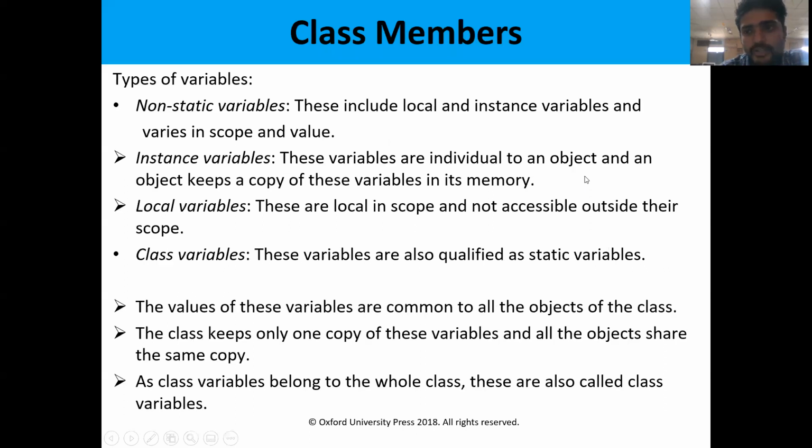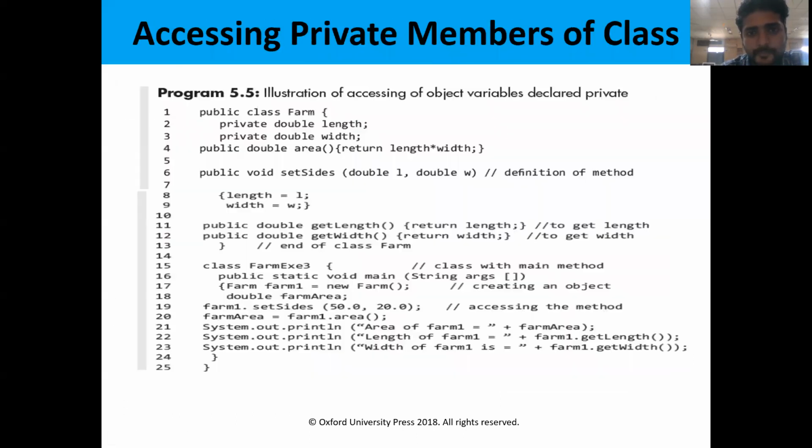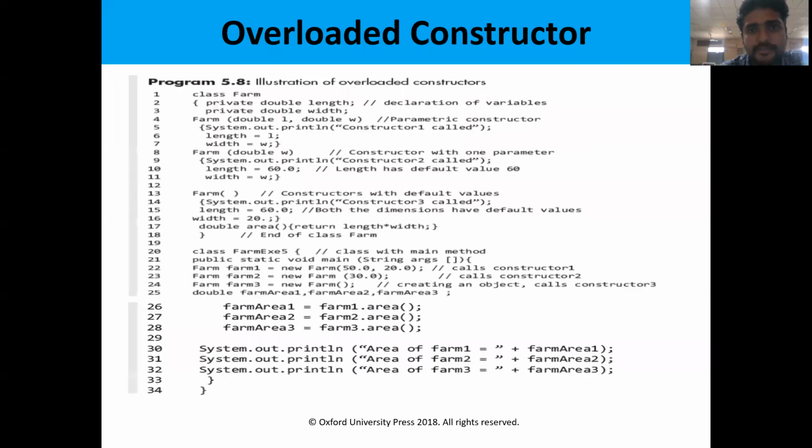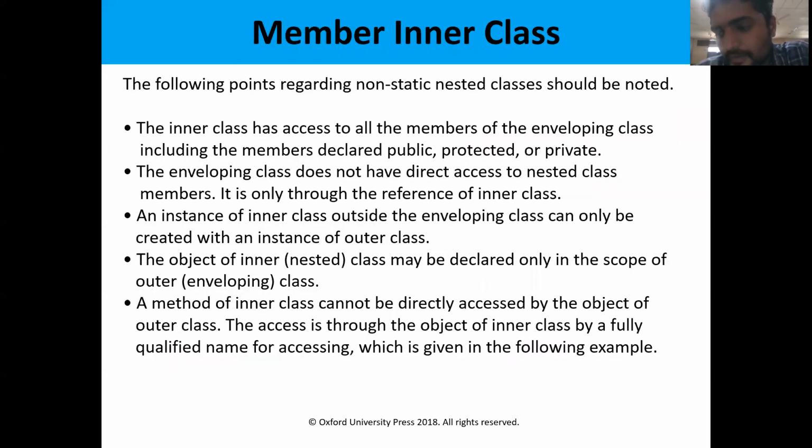Then we come to nested classes. The next concept is nested classes. At the start of the class, I said that we have two types of classes. First one is the top level class. Second one is the nested class. The top level class is nothing but a main class. We can call it the main class or outer class.